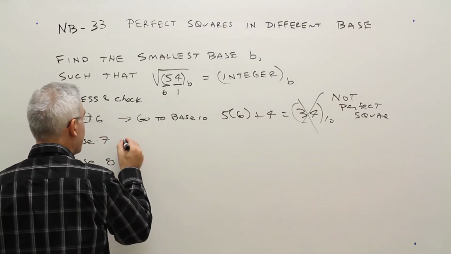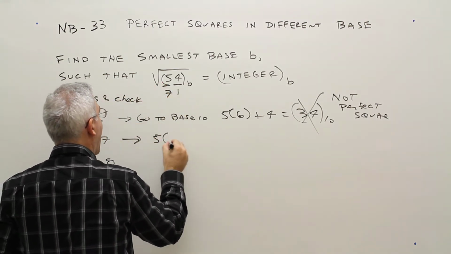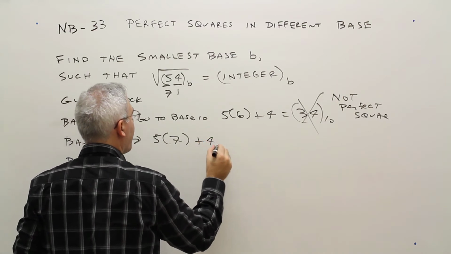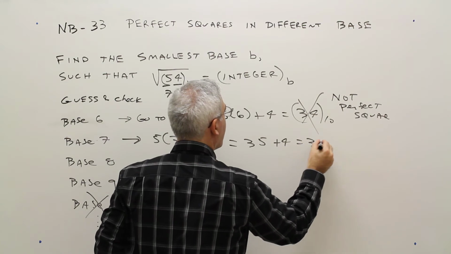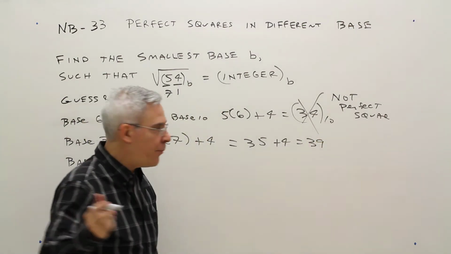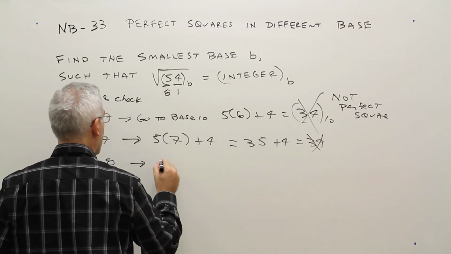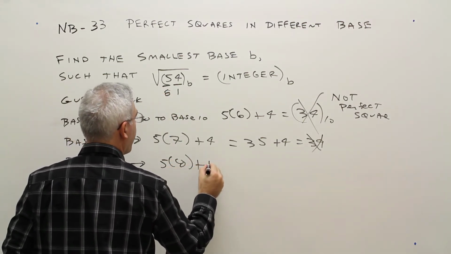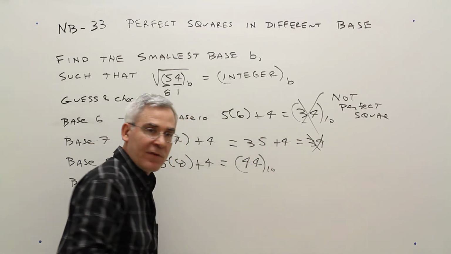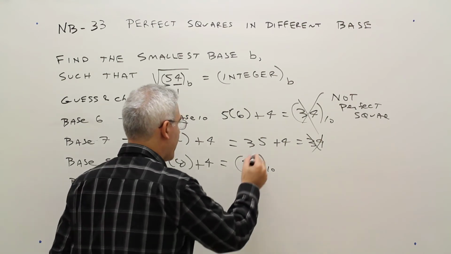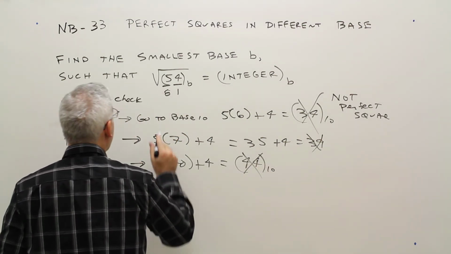Let's try base 7. Okay, so if it was base 7, then I've got 5 7s plus 4 1s. That's 35 plus 4. That's 39. Not a perfect square. Okay, let's try base 8. 5 8s plus 4. That's 44. And base 10, not a perfect square. Oh, it's getting tedious. I hope this works out. Base 9.